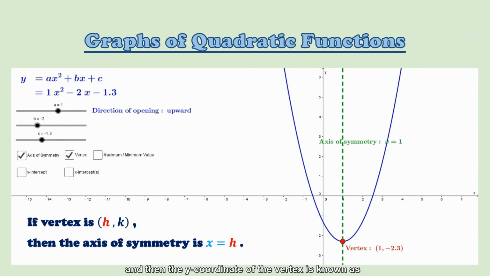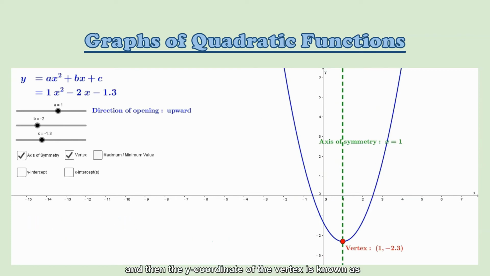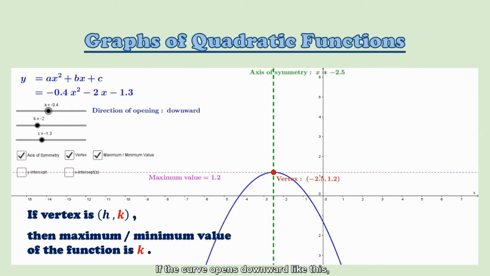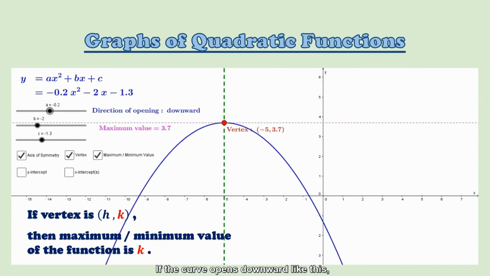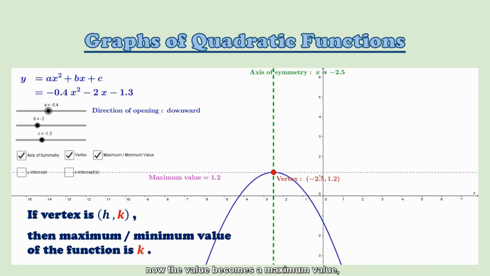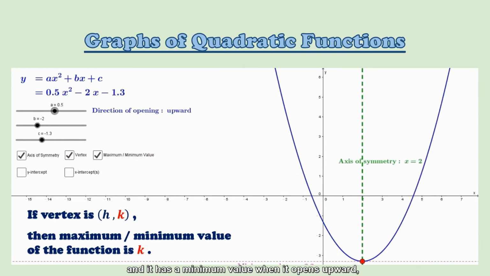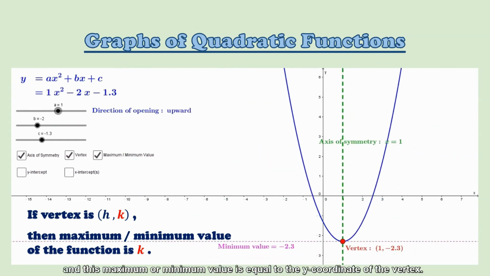And then the y-coordinate of the vertex is known as the minimum value of this quadratic function. If the curve opens downward like this, now the value becomes a maximum value. So a quadratic function has a maximum value when it opens downward, and it has a minimum value when it opens upward. And this maximum or minimum value is equal to the y-coordinate of the vertex.